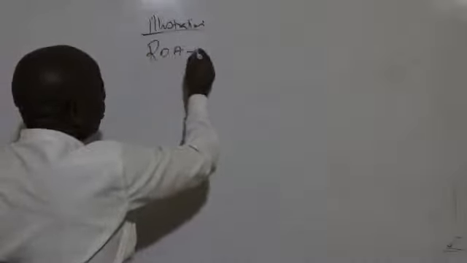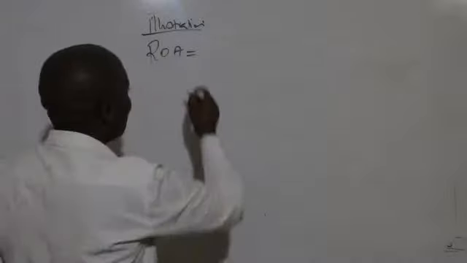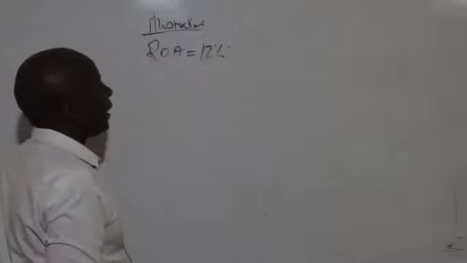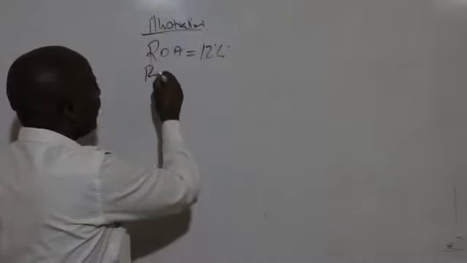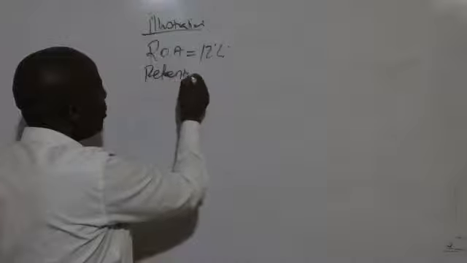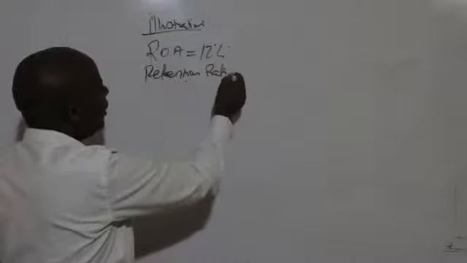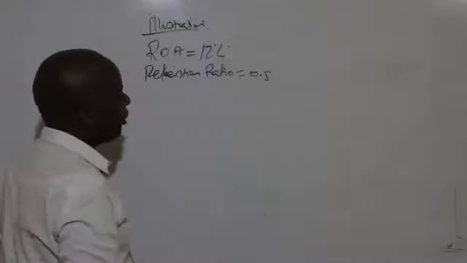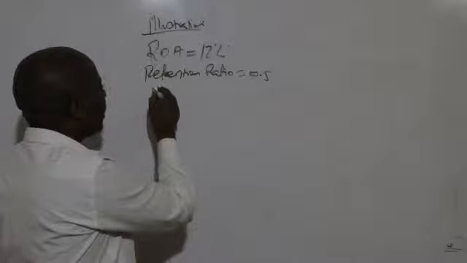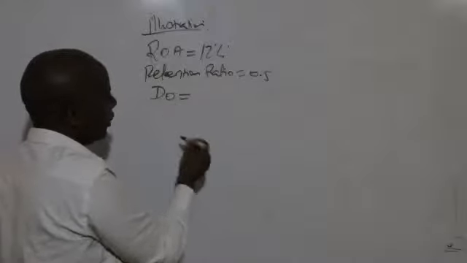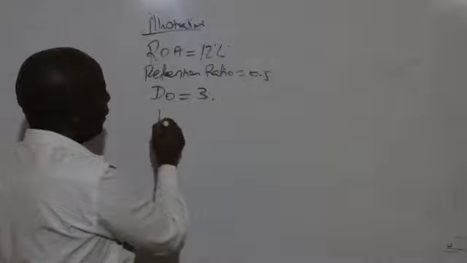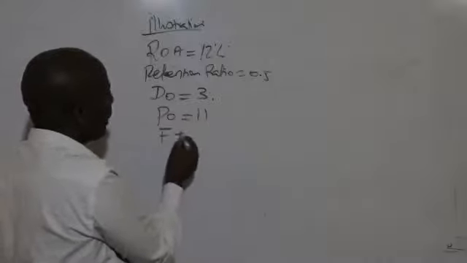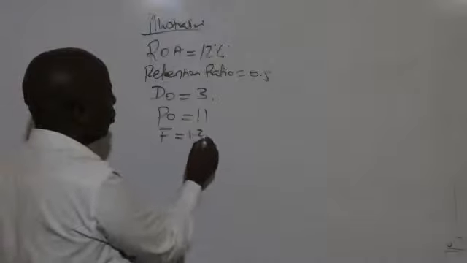We have what we call return on assets. Return on assets is 12%. And ladies and gentlemen, they have given us the retention ratio. The retention ratio is 0.5. And these guys have given us what we call DO. The DO is 3. Then they have given us PO, which happens to be 11. Then they have given us flotation cost, which happens to be 1.2.